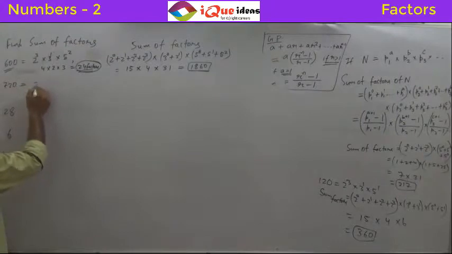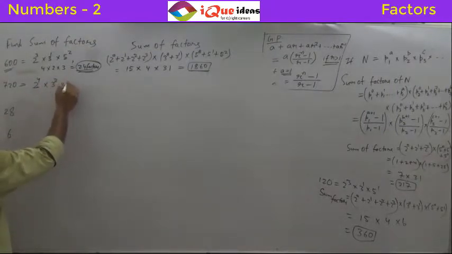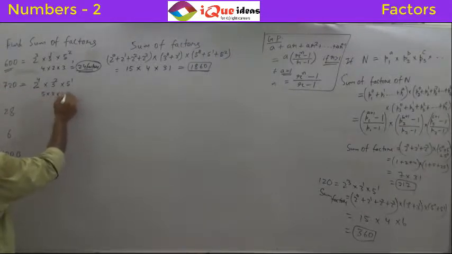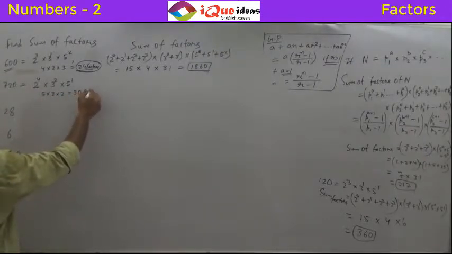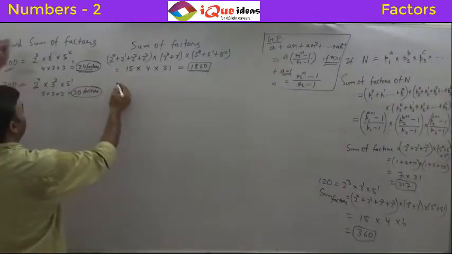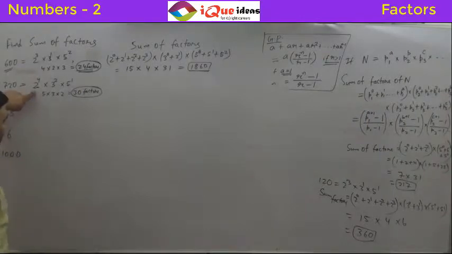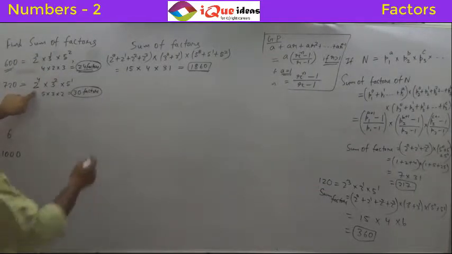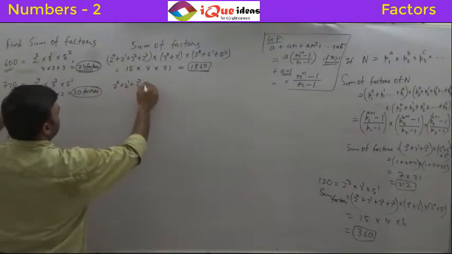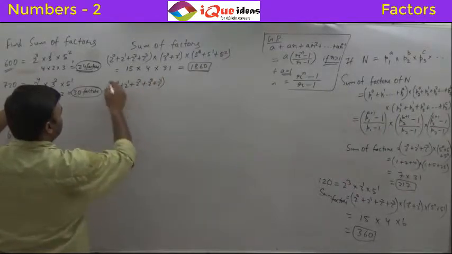720, if you factorize, you get 2 to the power 4 into 3 square into 5 to the power 1. Number of factors will be what? 5 into 3 into 2. That means 30 factors. So I'll repeat. The sum of those 30 factors of 720 will be this much. How much? With practice you can simply add, without writing. You can add 2 raised to 4, that means 16, then plus 8, lower power, that is 24, plus 4, that is 28, plus 2, 30, plus 1, 31. So it is 2 raised to 0, plus 2 raised to 1, plus 2 raised to 2, plus 2 raised to 3, plus 2 raised to 4.